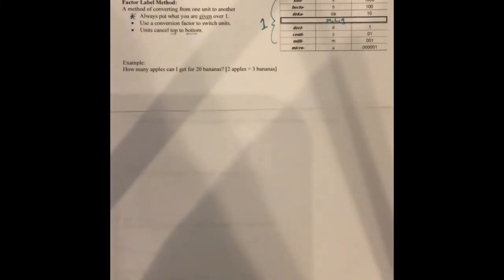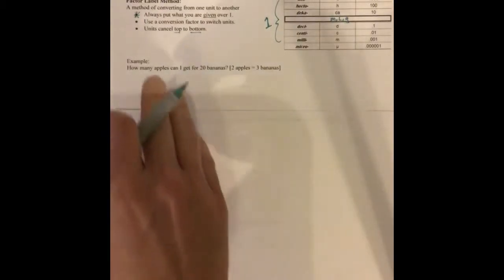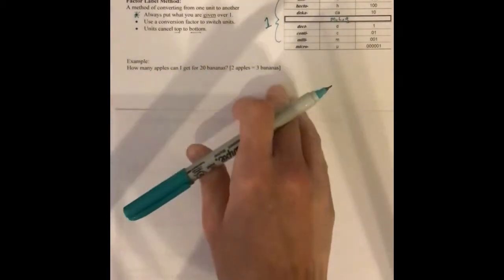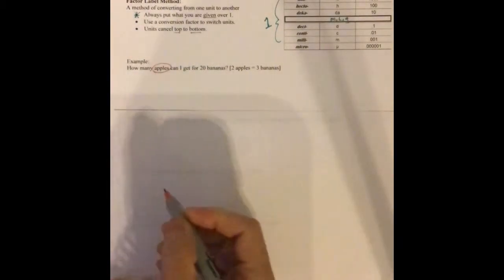Okay, so let's jump right into a problem so you can see how these work. I love factor label method, and I know that seems really silly and probably kind of nerdy, but it just makes sense, and if you stay organized in your work, you can convert one thing to anything else as long as you have a conversion factor. Okay, so we're going to convert apples. We're going to do something silly for the first one. How many apples can I get for 20 bananas? Your first step is to take what you are given and put it over 1.